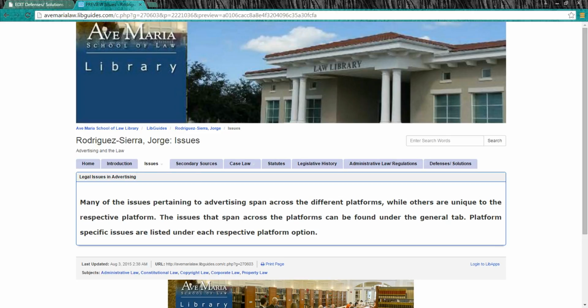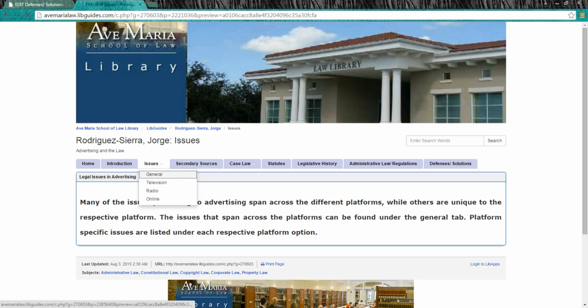And the more research I did, the more I realized that this topic area was just vast. And I didn't want the LibGuide to be a mile wide and an inch deep. So, in order to provide more detailed and more in depth research, I had to kind of hone in on the three main platforms that are used.